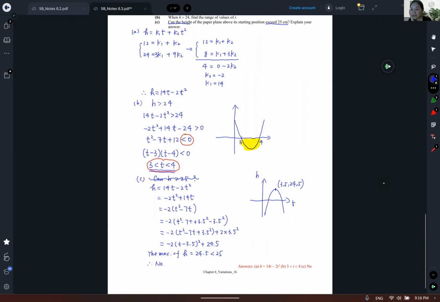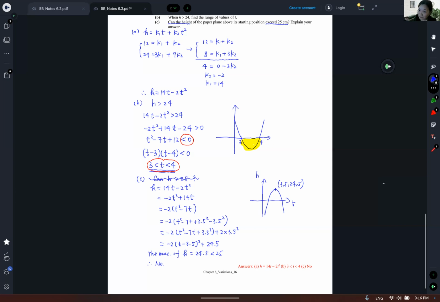And inequality is used to answer a question like, when will h be bigger than 24? We already know that sometimes it's bigger than 24. We just want to find out when. And that is when you use inequality.